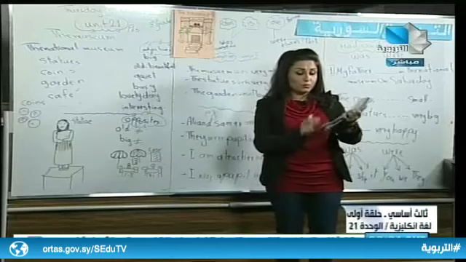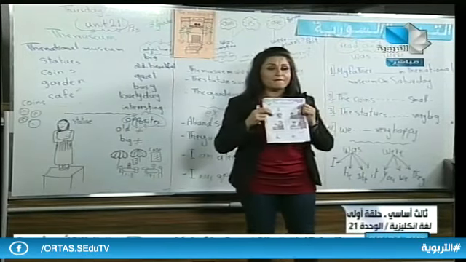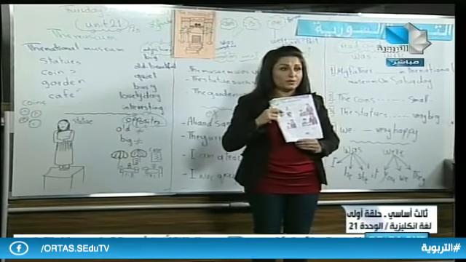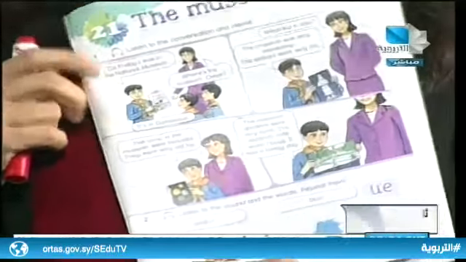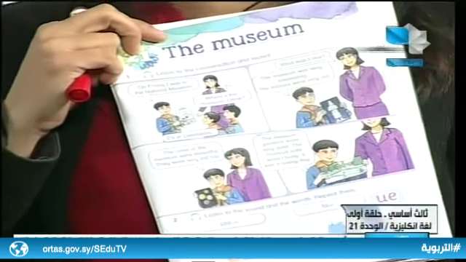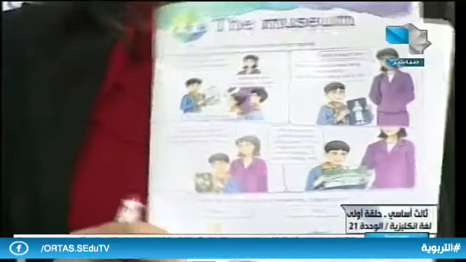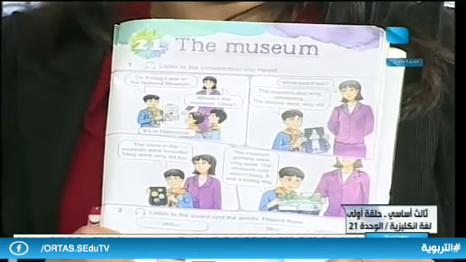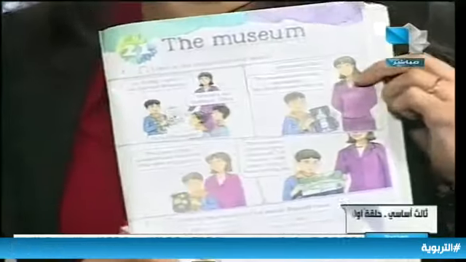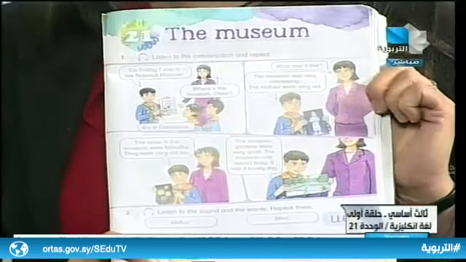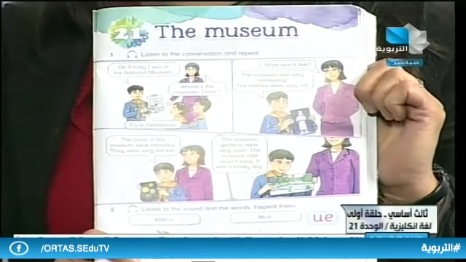I want you to open your books, dear students, on page 65, and follow me step by step. We are going to listen now to the museums. Listen to me, please. Unit 21. Exercise 1. Listen and read.